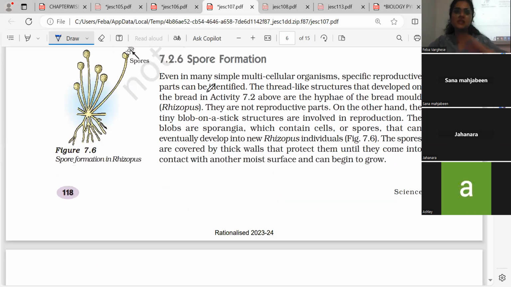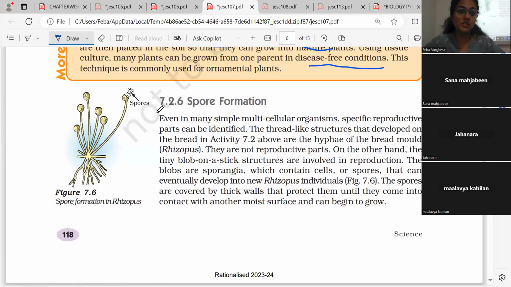And what about spore formation? An example of spore formation is Rhizopus, the bread mold. So tell me the parts of this Rhizopus. What are these spore-bearing structures called? Sporangia. Yes. And what are these root-like structures called? Hyphae. The network of hyphae is called? Mycelium. Very good. The network of hyphae is called the mycelium, okay?